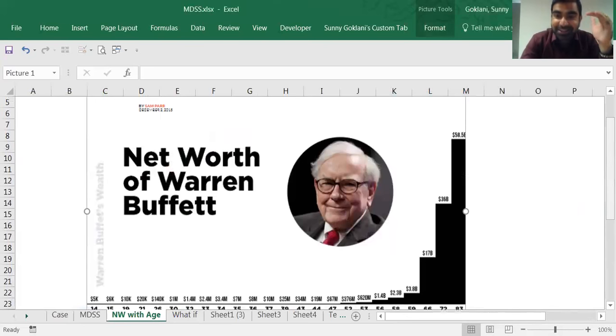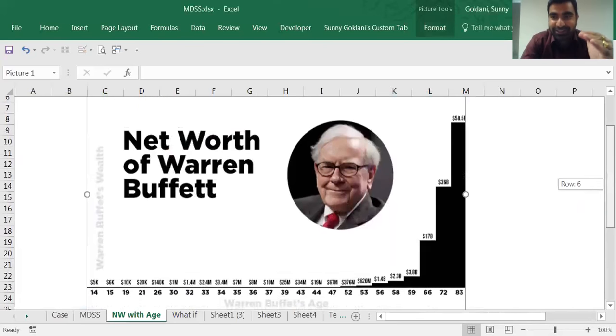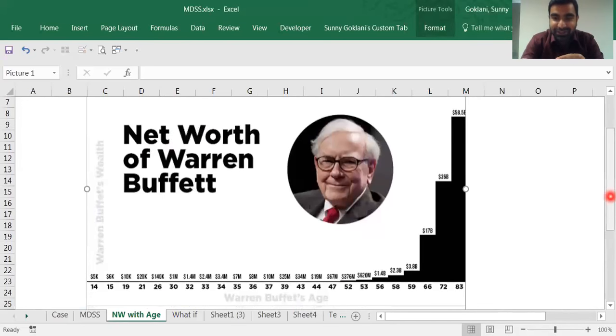It literally exploded exponentially. This chart explains that he was worth $58 billion when he was 83. Now he's 87 and he's worth about $84 billion. Look at the exponential nature. What if he died in his 50s? He would be nowhere close to where he is today. And that's the beauty. The beauty is to be that rich.